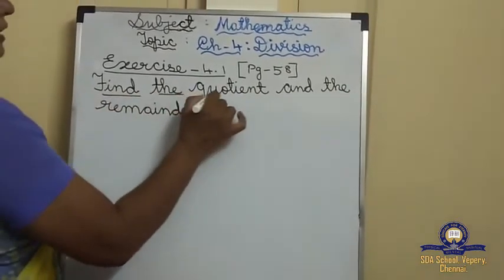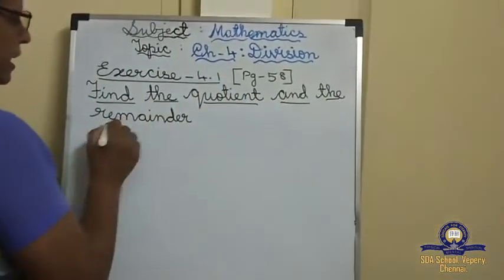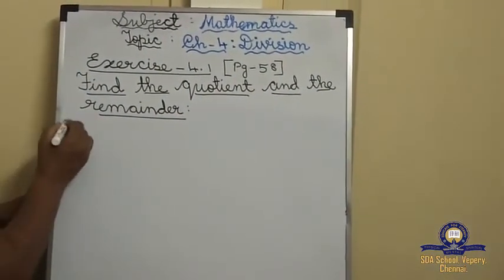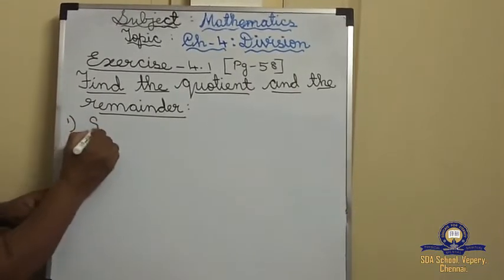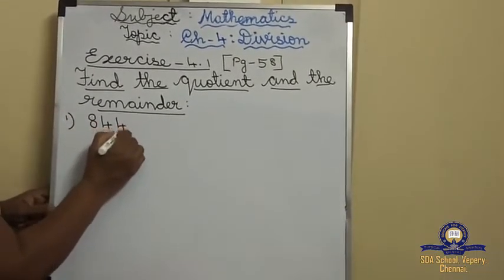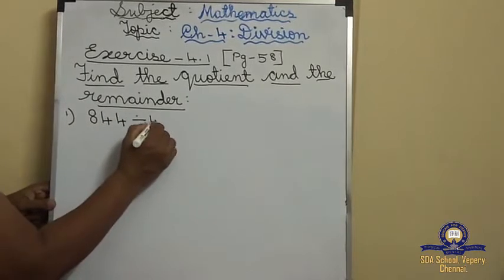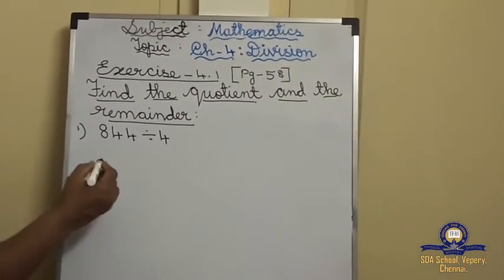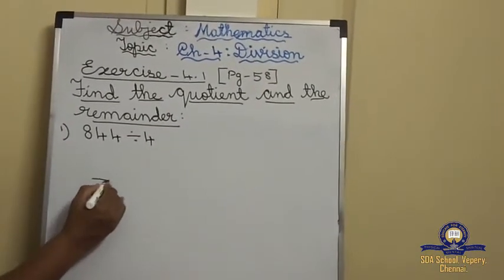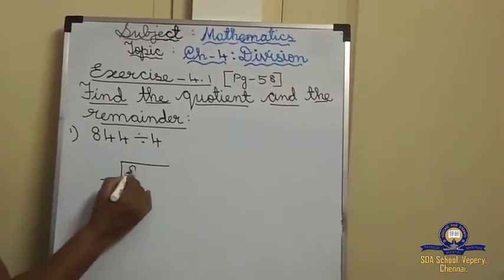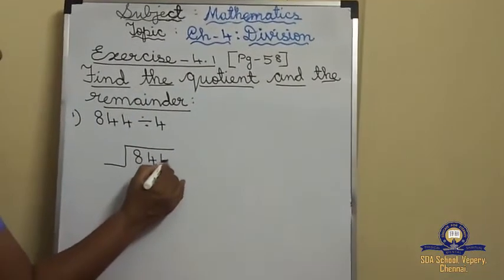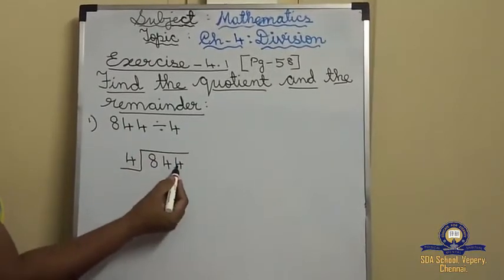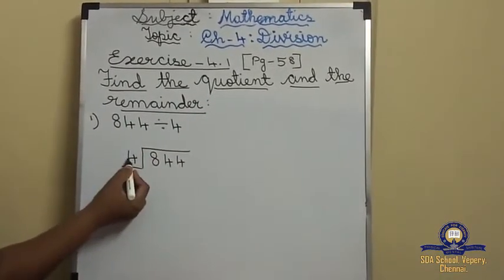Okay children, we are going to find the quotient and the remainder. First sum we are going to learn: 844 divided by 4. So what we have to do children? We have to write that this is dividend and this is called divisor.